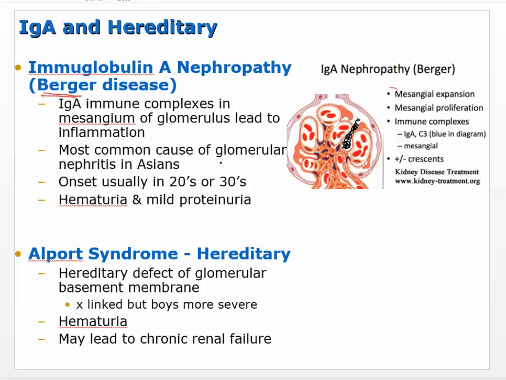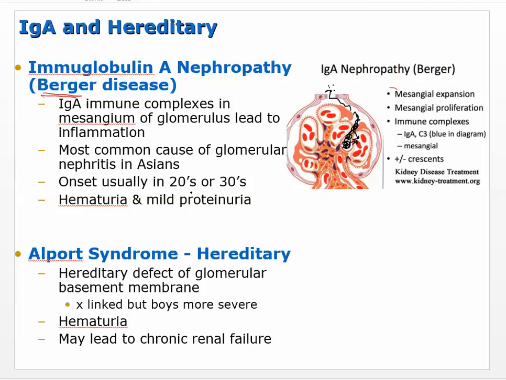Most common cause of glomerular nephritis in Asians. Onset is usually in the 20s or 30s. And so you might see some blood in the urine associated with this as this sort of pokes through, and also some proteins might leak into the urine. So those might escape in there.